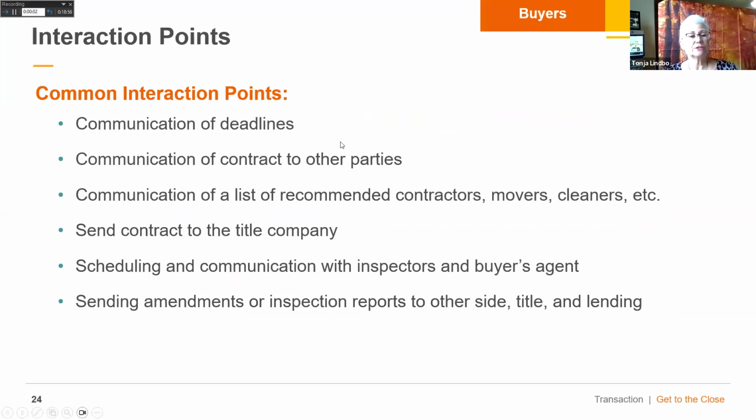So again, interaction points. We've got the deadlines, the contracts, the contractors, movers, cleaners, title company, scheduling all those things, and sending any addendums, reports, anything like that. Now, just so you know, in the contract, it is up to the seller if they want to see the inspection report or not. Keep in mind that once a seller receives an inspection report, if their deal doesn't go through, they need to change up their property disclosures to disclose anything they learned in that inspection report.